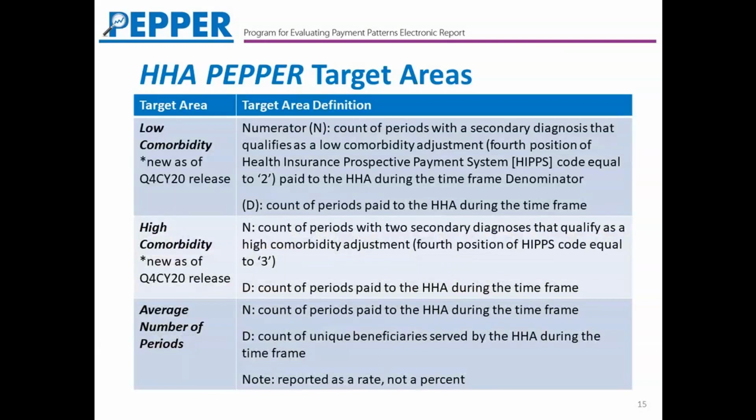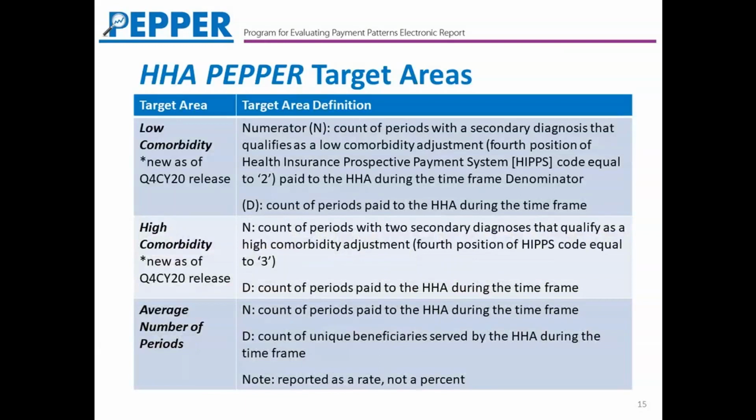So here you can see some of the HHA PEPPER target areas. This is the beginning of the list here. We start with low comorbidity. This one is a new target area that is new as of this release. High comorbidity, again, this is a new one as of the Q4 CY20 release.